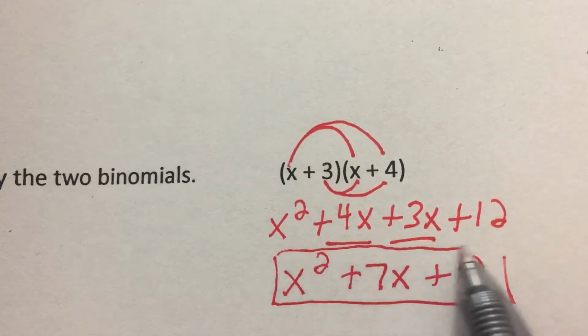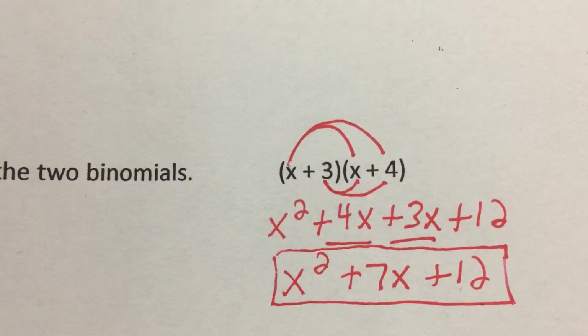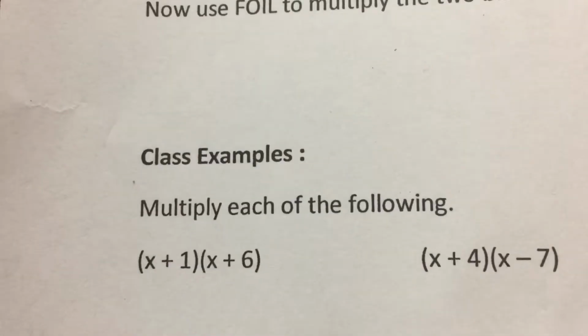When you're done, you should be looking at a quadratic trinomial, 1, 2, 3 terms, making it trinomial. And the fact that it's x to the power of 2 leading it off is what makes it quadratic. So let's do several of these examples.